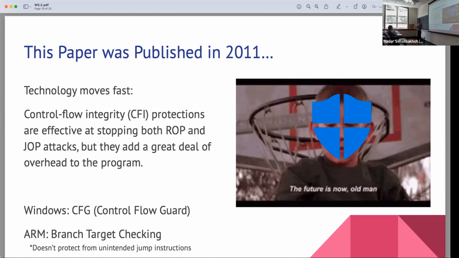Also, there are a couple of other control flow integrity checkers, such as ARM branch target checking, which essentially checks if you are branching to where you say you are in the program code versus in your binary. This is useful, but it does not necessarily protect against the unintended jumps that you would get in the x86 architecture.